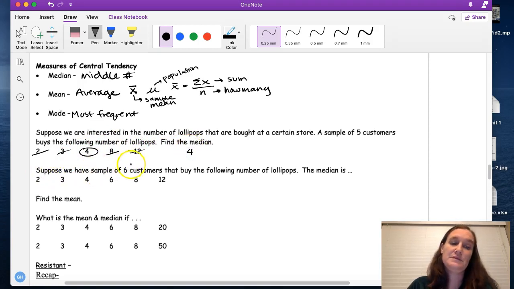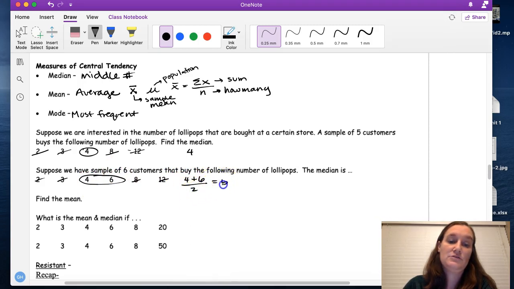All right, suppose we have a sample of 6 customers that buy the following number of lollipops. The median is, so if we do the same thing, go to the middle, these are already in numerical order. We have 2 middle numbers. So if you do not have an odd number of data points, if you have an even number of data points, you average them. You find the mean of the 2 middle numbers. So you're going to take 4 plus 6 and divide it by 2, which is 5. So your median there would be 5.